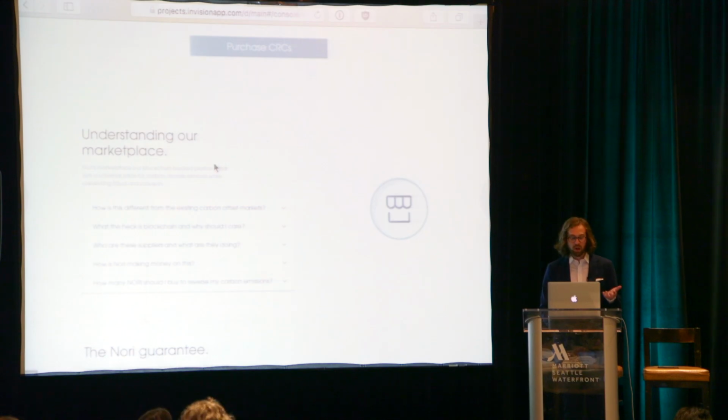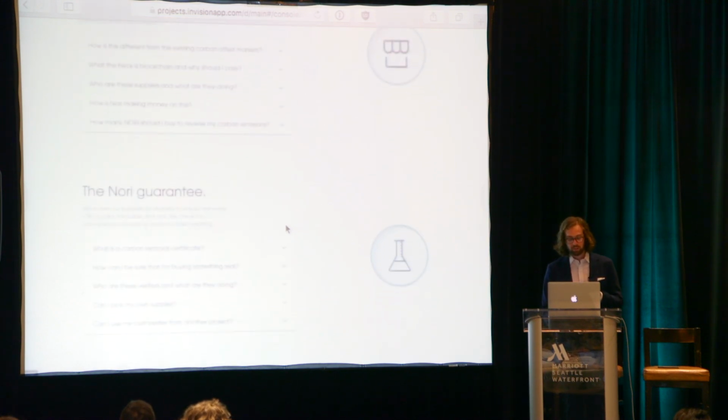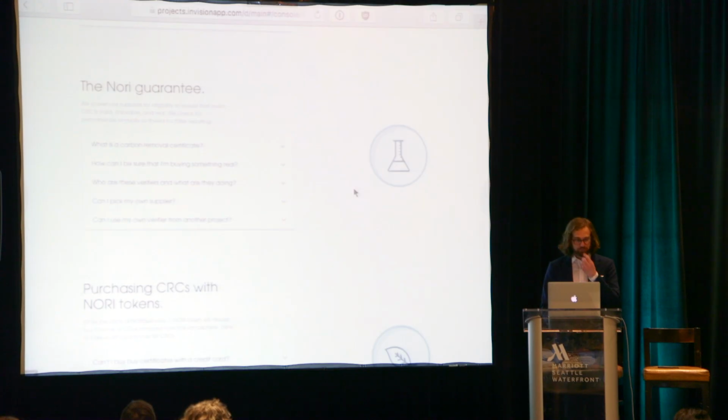So understanding our marketplace, questions like how is this different from the existing carbon offset markets? What the heck is blockchain and why should I care? Who are these suppliers and what are they doing? How is Nori making money on this? How many Nori tokens should I buy to reverse my carbon emissions? The Nori guarantee.